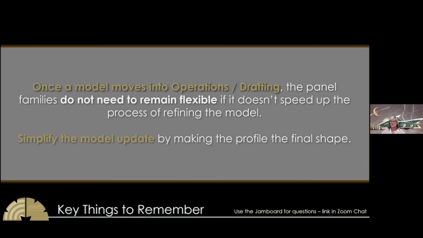Once a model moves into operations, this is really an important thing that we want to work on and help make the process smoother as we transition into operations. We may start the sales model with these families that do a lot and flex and are able to accommodate a lot of things. When it gets into operations, if you don't need it to still do that flexing, you don't need to maintain all of those parameters. If you know it's become a final shape at a specific size, just get it to that size and update it, and you can remove dimensions or any kind of other flexy controllers that you don't care about. This is where you can do a little interpretation and figure out what's best for what's happening in the project once it gets handed to you. So simplify that model update by making that profile the final shape.